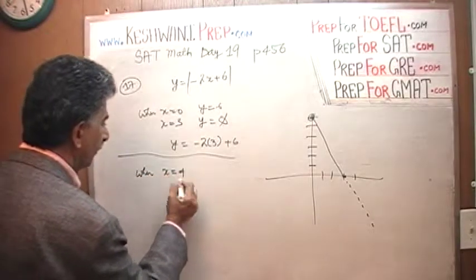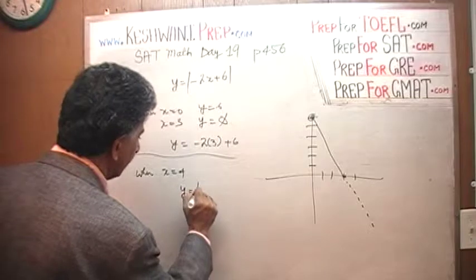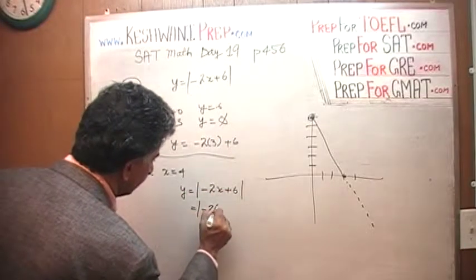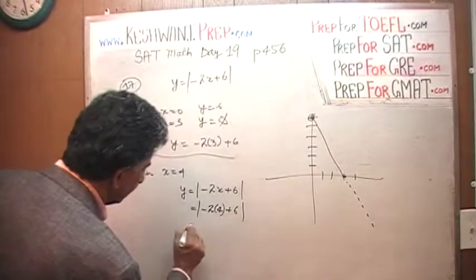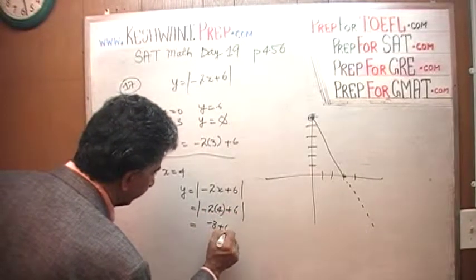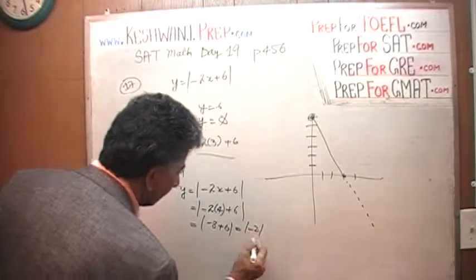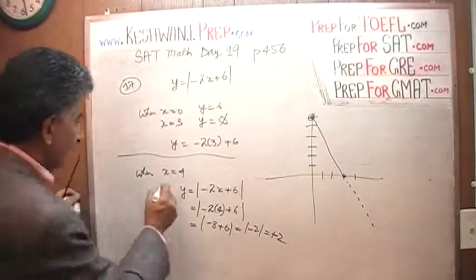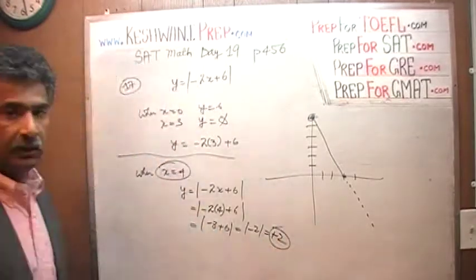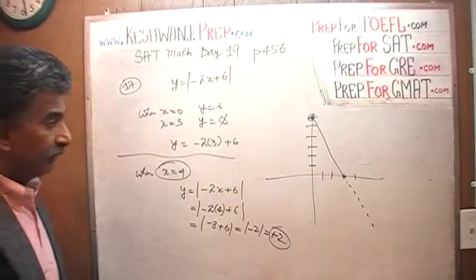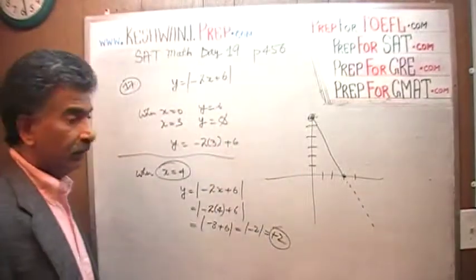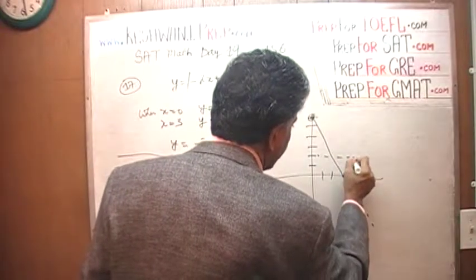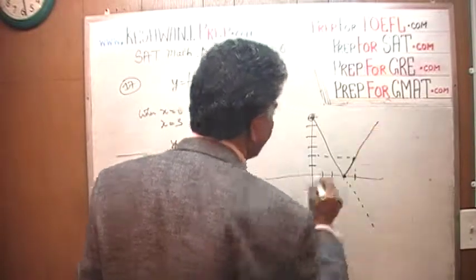When x equals 4, we'll have y equals the absolute value of negative 2x plus 6. We'll have the absolute value of negative 2 times 4 plus 6. Negative 2 times 4 is negative 8, plus 6, which is negative 2. And the absolute value of negative 2 is positive 2. You see, when x is 4, y has to be positive 2. It cannot be negative 2. It would have been negative 2 in the original graph, and it will continue down. But now when x is 4, it's positive 2. There you go. There is your graph.